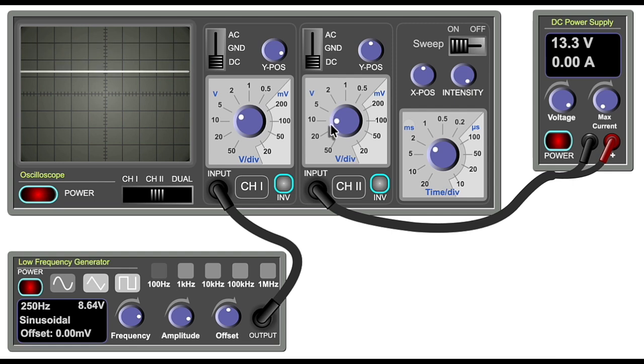So if I drop it to 10, that's using less of the screen, so that's not less good. I could raise it to 2, but that's gone off the chart. So 5 is the correct setting on the volts per division. So let's take our reading now.